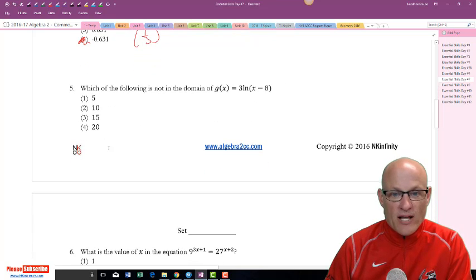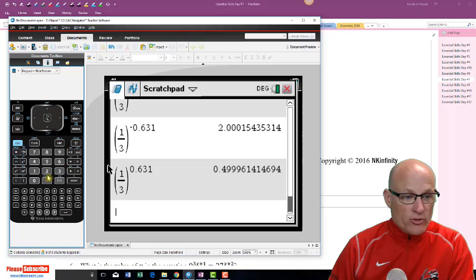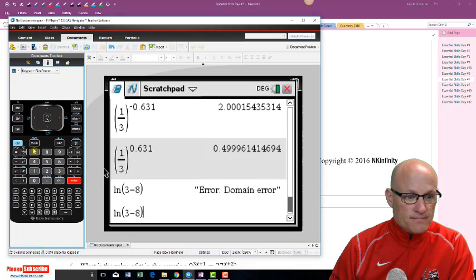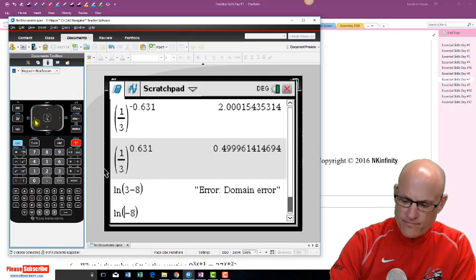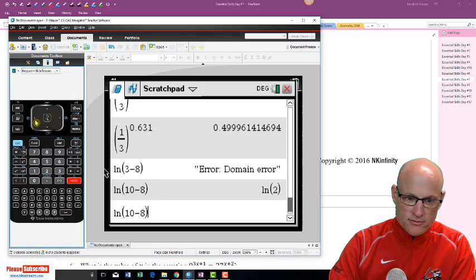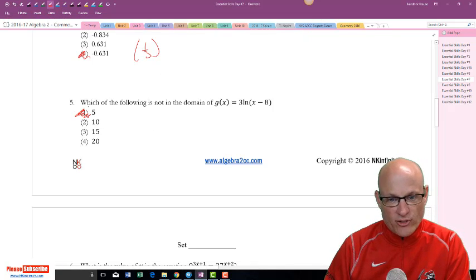All right, which of the following is not in the domain? All right, let's try them. Let's plug in 3. So we do natural log of 3 minus 8. Undefined, error. And if I did the other ones, 10 minus 8, they would all end up with some value. So the answer is choice 1. Choice 1 is the only one that's going to crash it.